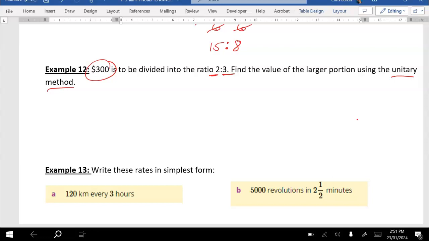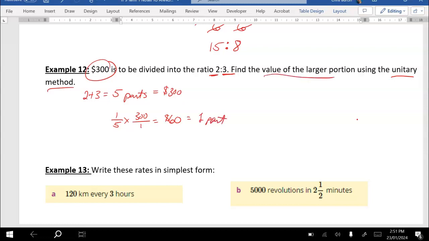So what we want to do is find out how many lots there are, how many portions there are. Somebody gets 2, somebody gets 3. So 2 plus 3 means there's 5 portions or parts, and that equals $300. So all we're going to do is one part is going to be a fifth of 300. So we divide by 5, or we take a fifth, either way, it's the same thing. It's going to end up being 300 divided by 5, and so $60 equals 1 part.